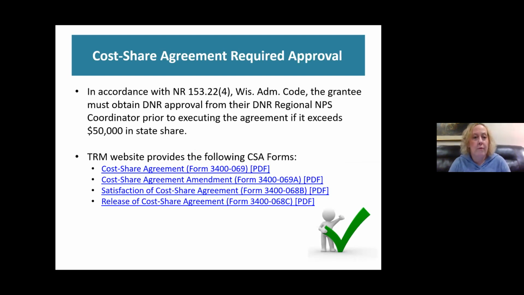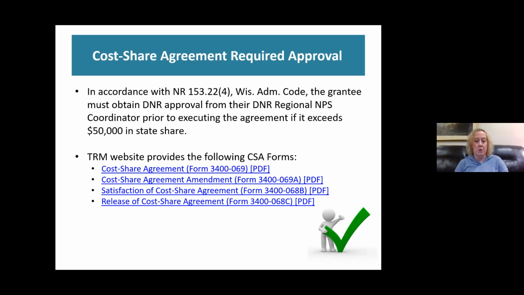Following the requirements in NR 153, which is our guiding administrative code for the TRM grant program, grantees must get DNR approval from the regional non-point coordinator prior to executing a cost share agreement if it exceeds $50,000 in state share. That would be the state share amount going to you and then to the landowner. The TRM grant website on the DNR website provides the forms: the cost share agreement form itself, the cost share agreement amendment form, satisfaction of a cost share agreement, and release of a cost share agreement.